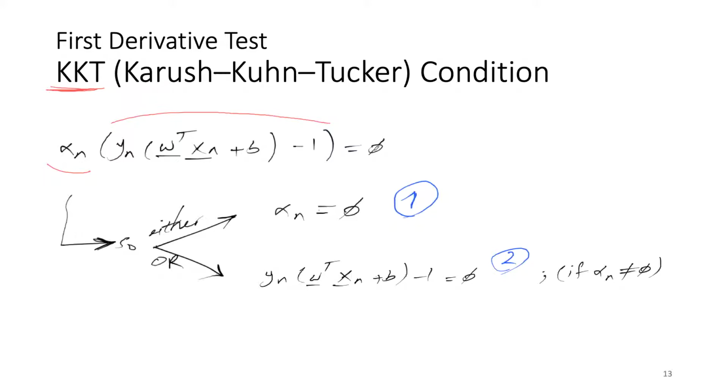So this is called the KKT condition. It's a general property we can find from the first order derivatives, and in this case it's going to be helpful for us, because if we analyze these two cases, we're going to figure out whether those points were support vectors or not.